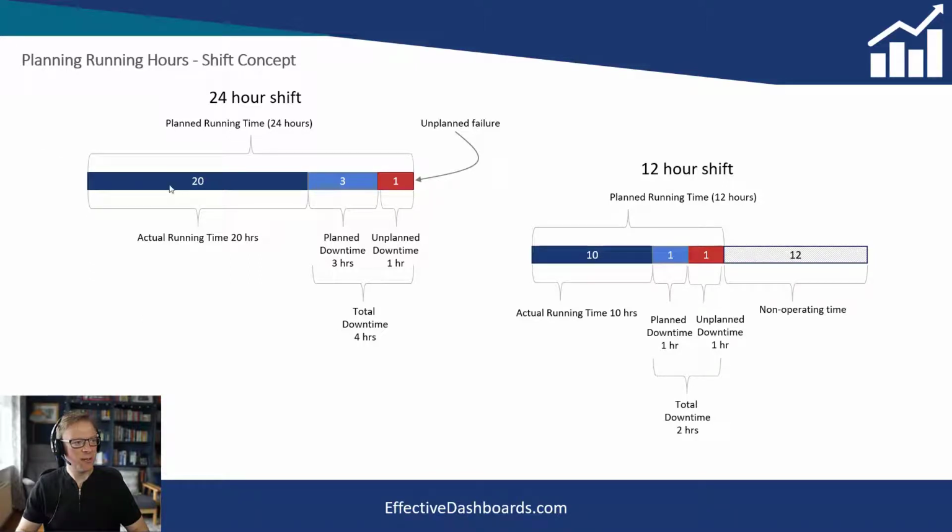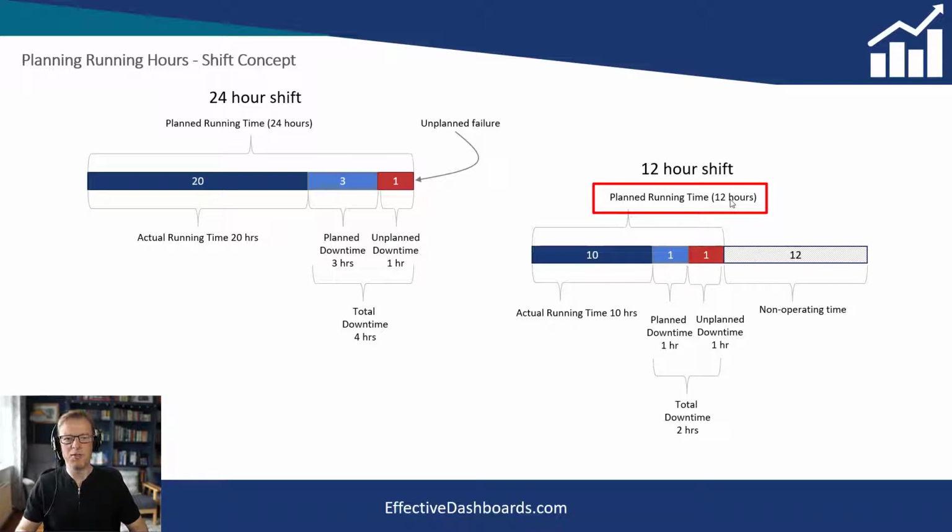Now, during that time, in this example, we had 20 hours of actual running time, 3 hours of planned downtime, and 1 hour of unplanned downtime. So we're going to use that as a basis for our calculations. However, I am going to build in the concept of a shift. Because we're going to calculate the number of days, and filter on the number of days that we want to analyze the availability or reliability calculations over, I need to be able to accurately calculate this planned running time.